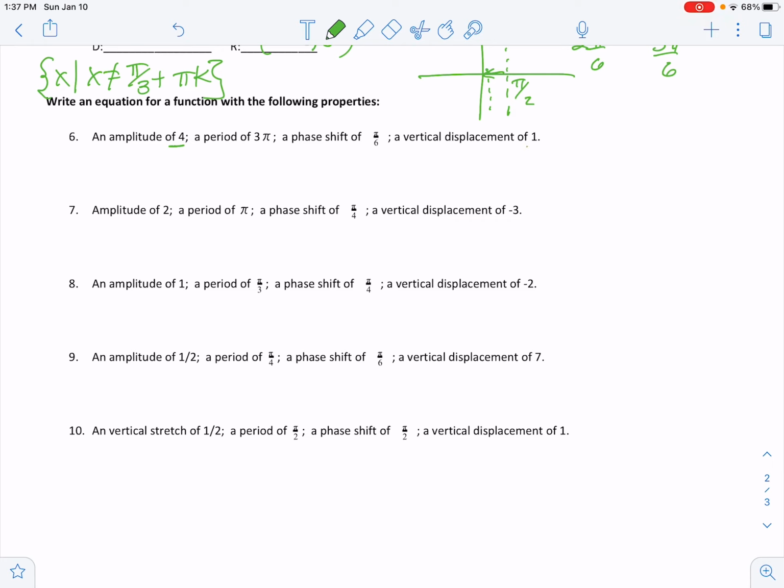Okay, next. Have an amplitude of 4, a period of 3 pi, a phase of pi over 6, and vertical displacement. All right, if it has amplitude, it has to be a sine or cosine graph. If it's 4, it could be plus or minus 4. So I want you to put both the plus or minus. Then write sine or cosine, I don't care.